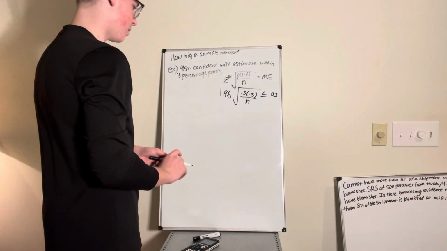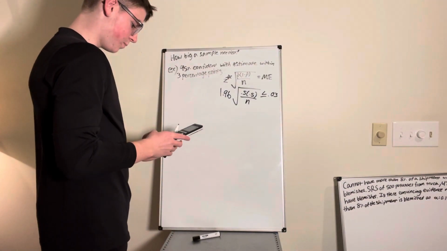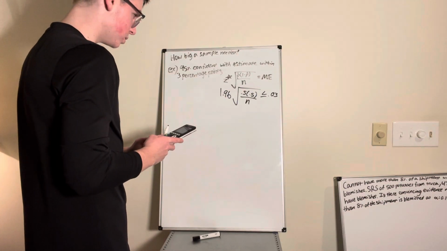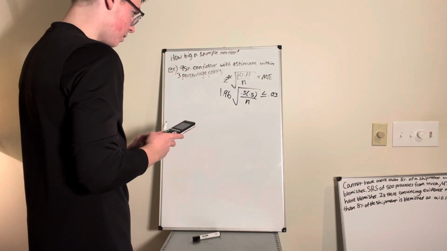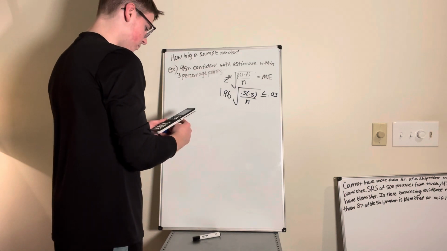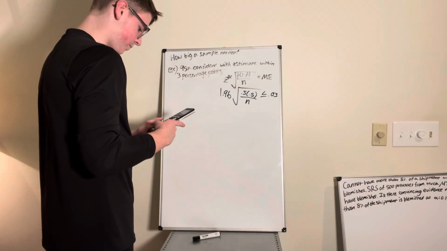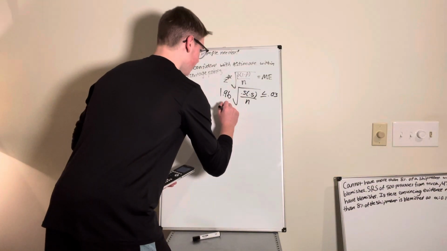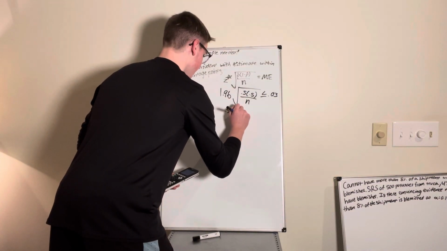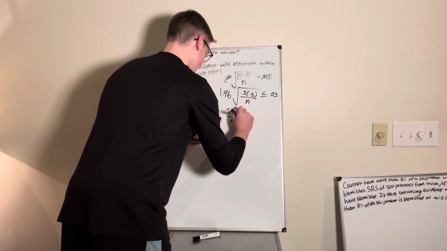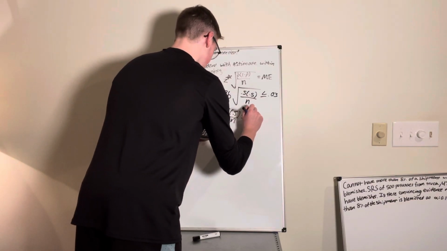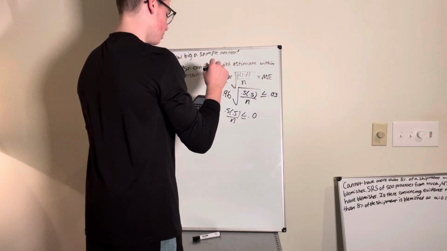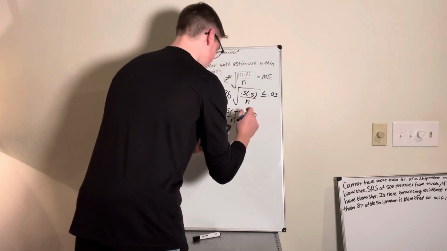All right, now we solve. We'll do 0.03 divided by 1.96, and then square that. Now we're going to have 0.5 times 0.5 over n is less than or equal to 0.01234-something times 10 to the negative fourth.